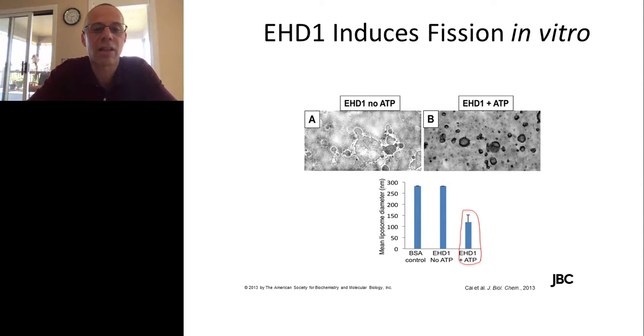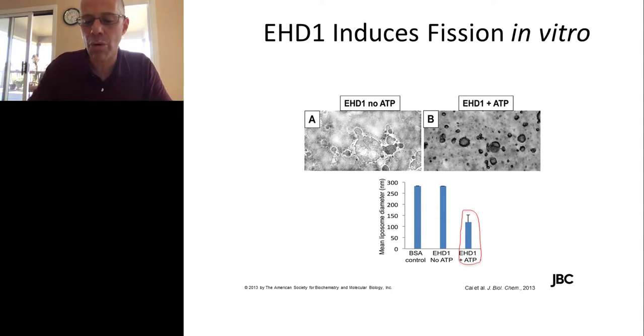And so what you can see on the left is a micrograph in A, where you've got some large liposomes, or larger liposomes, with no ATP. When we add ATP, typically the size of these liposomes is decreased due to fission that occurs by EHD1 in the presence of ATP. And through counting many slides like this, we've come to the conclusion that EHD1 plus ATP again decreases the mean size of these liposomes, their diameter, by about twofold or so.